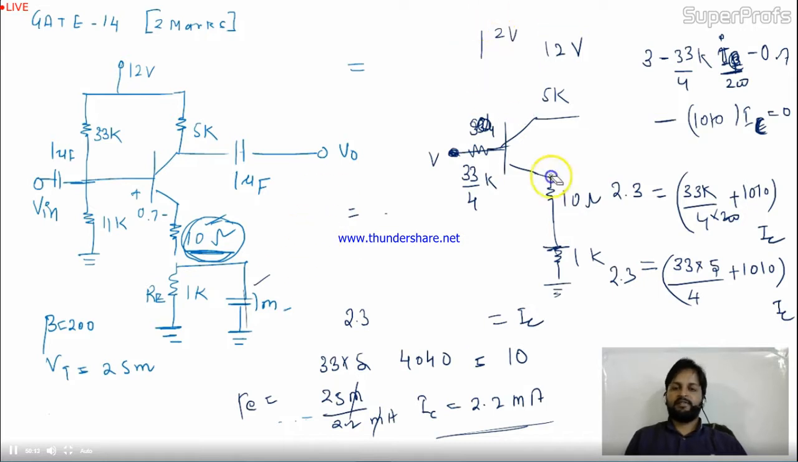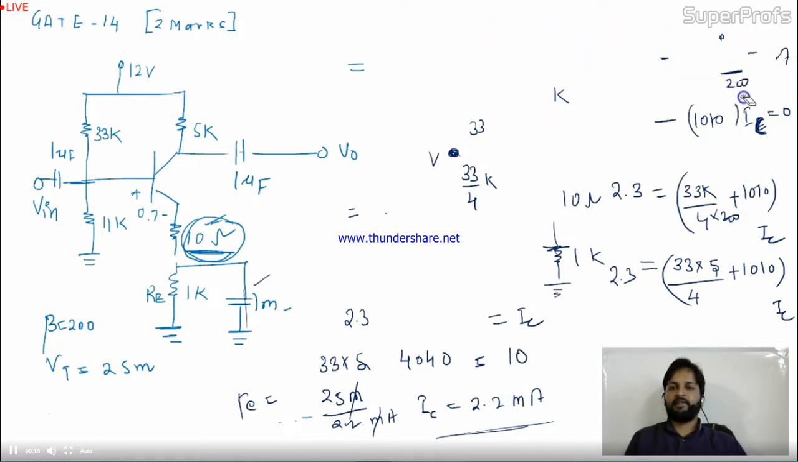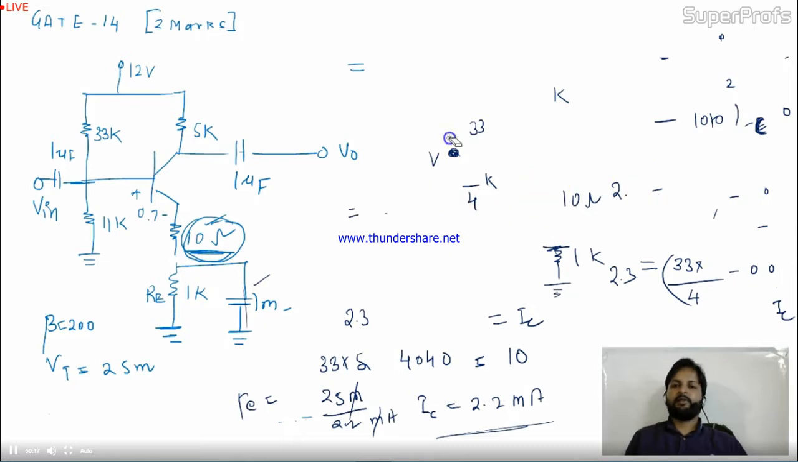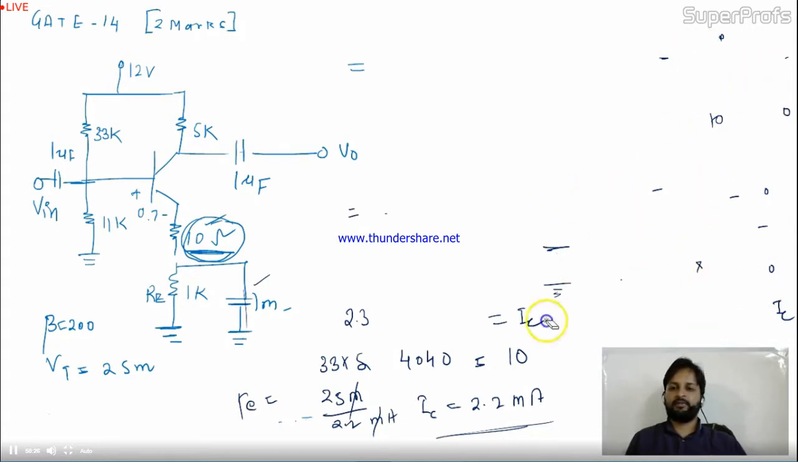Now the DC part or DC analysis is over. Now we have to calculate the voltage gain, that is the AC voltage gain. That's why we have to do the AC analysis for this circuit. I hope the concepts are pretty clear to you now, right? So let me do it.